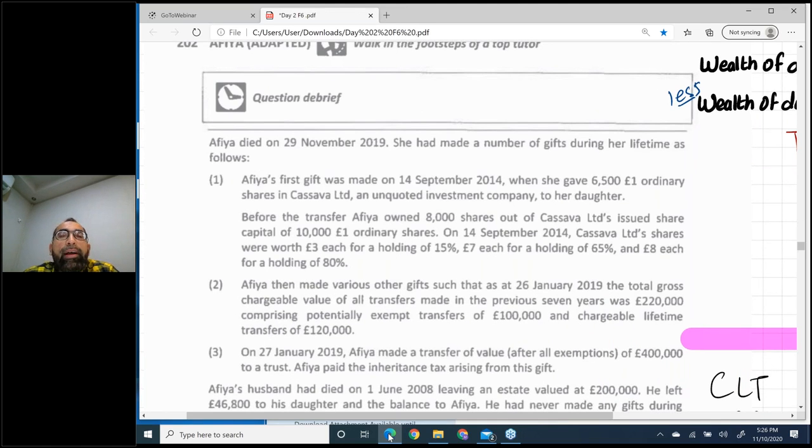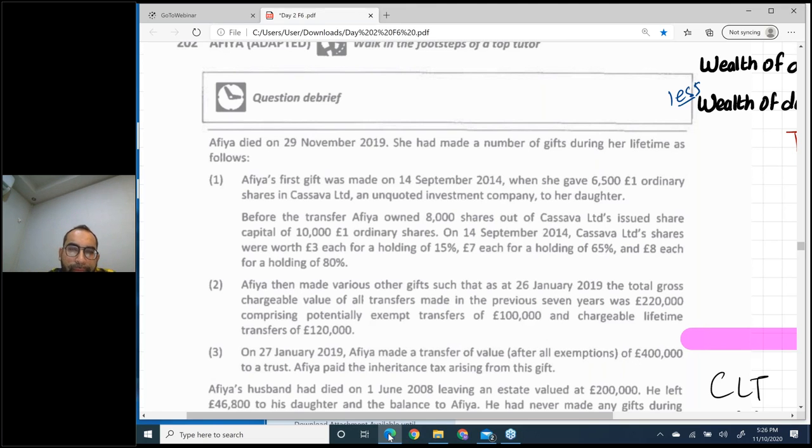Let me tell you, IHT is calculated on the decrease in wealth of the donor. And I taught you in the very first slide how to calculate the decrease in wealth of the donor. There were two lines: wealth of donor before gift, less wealth of donor after gift.